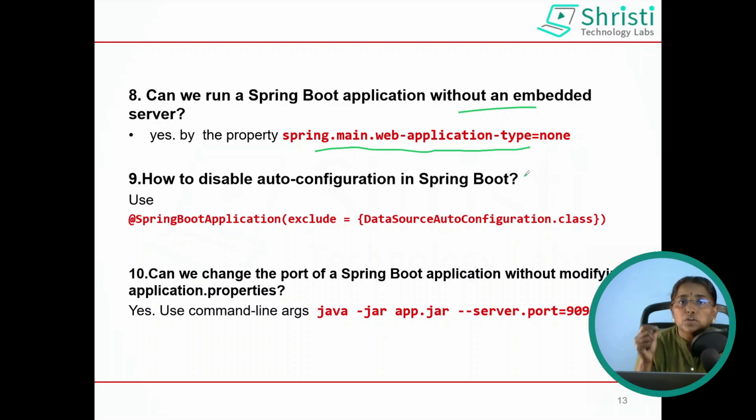But if you want to manually configure these classes, then you can add this particular annotation. That is to disable auto configuration. Use exclude, which is an attribute for the @SpringBootApplication annotation, equal to DataSourceAutoConfiguration.class. This means the data source will not be automatically configured. Manually, you need to configure the data source for your application.